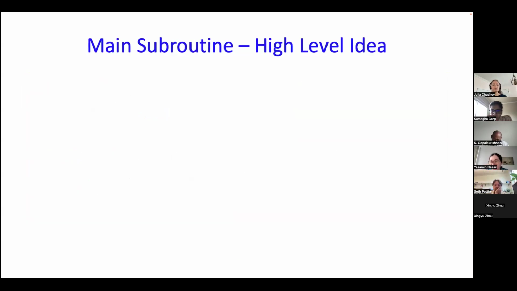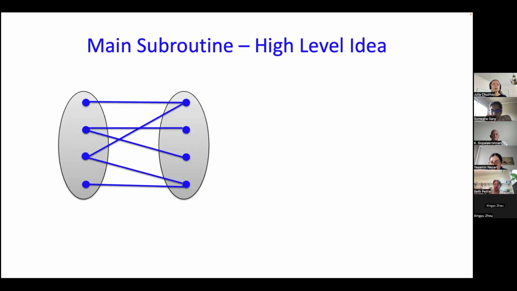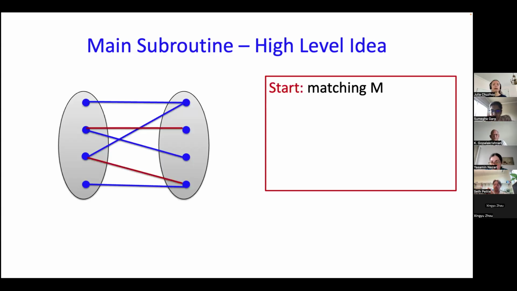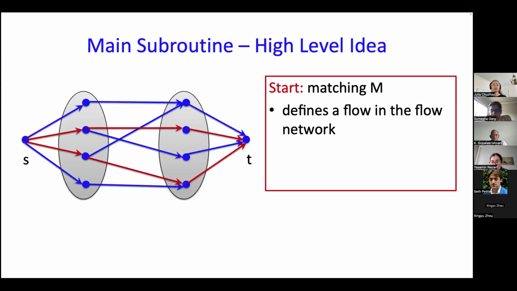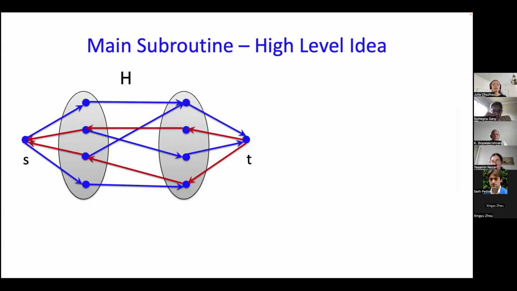So now I'm going to look into this main subroutine in a little bit more detail. So we start with the current matching M. And as we said, this matching naturally defines a flow in the corresponding flow network. So here, every red edge carries 1 flow unit and every blue edge carries 0 flow units. And next, we compute the residual flow network. In this kind of a network with this kind of a flow, computing the residual flow network simply means we just reverse the directions of the red edges like this. This is the residual flow network.